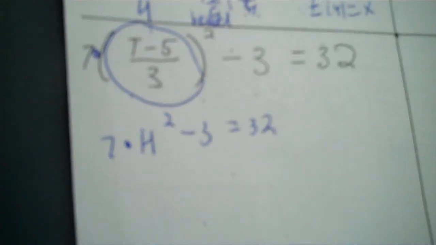So there's two answers. Okay, so bring in your h. 7 times h to the second power minus 3 equals 32. Now when you bring in that h, you need to make your table and put what was inside the quantity, the whole thing, not just t minus 5. It's t minus 5 divided by 3, and then t minus 5 divided by 3. So now I solve for h.